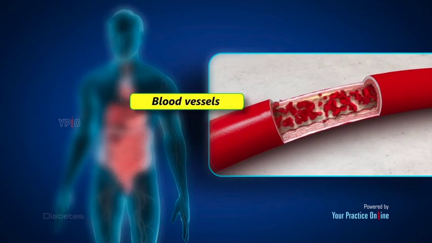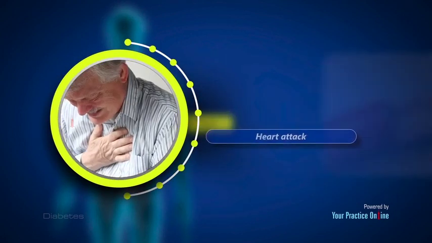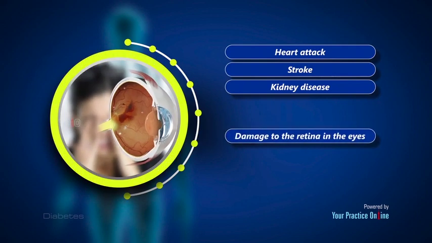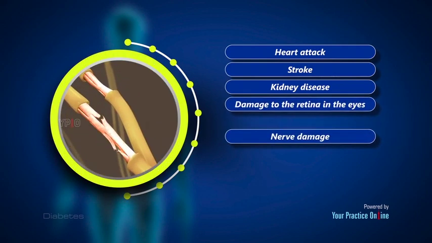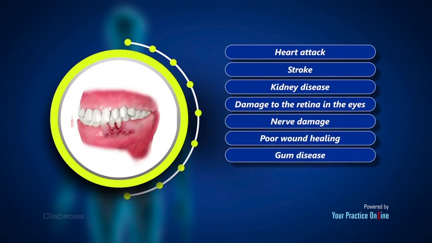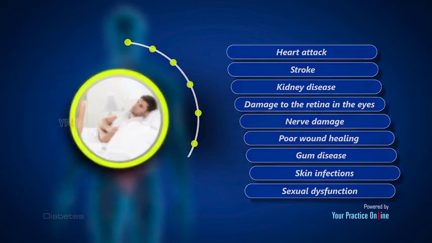Complications. High blood sugar levels over a prolonged duration can lead to complications affecting many organs in the body. Diabetes can damage blood vessels, causing poor circulation, which can lead to heart attack, stroke, kidney disease, damage to the retina in the eyes, nerve damage, poor wound healing, gum disease, skin infections, and sexual dysfunction in men.